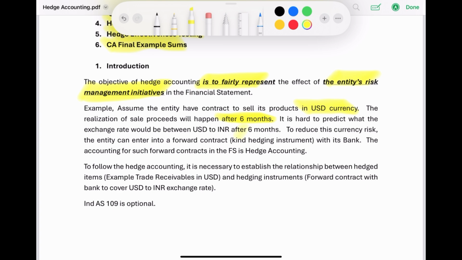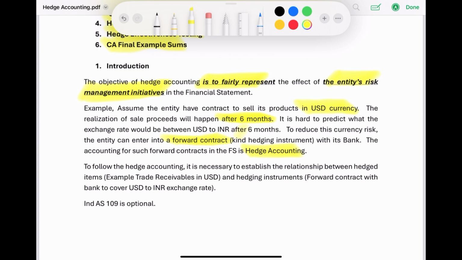So to have certainty, the entity might enter into a contract. It's called a forward contract. So it's a kind of hedging instrument with its bank. The accounting for such a forward contract in the financial statements is hedge accounting. We'll go through a few more examples in the slides to come.